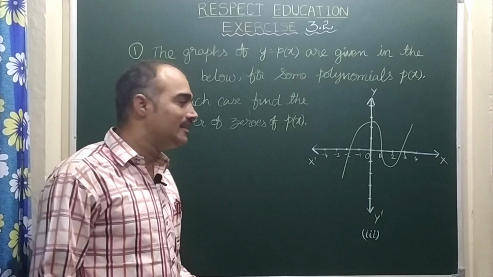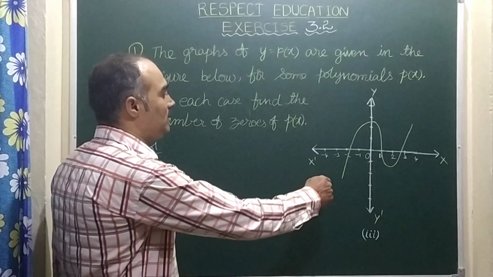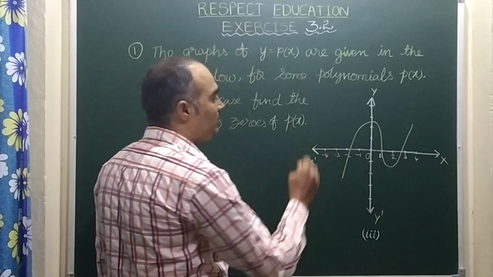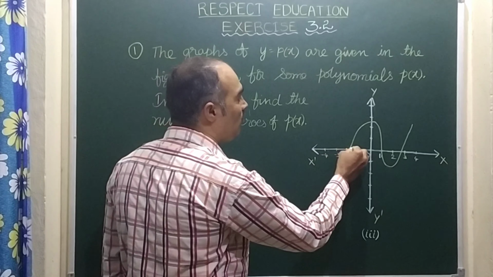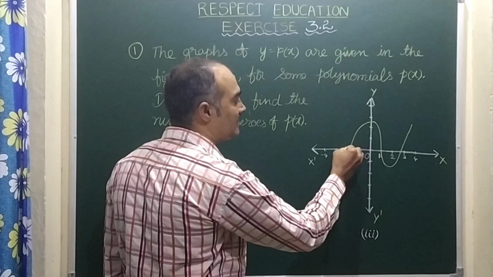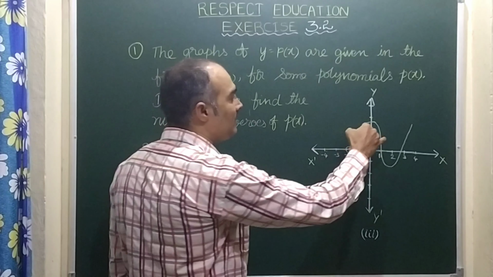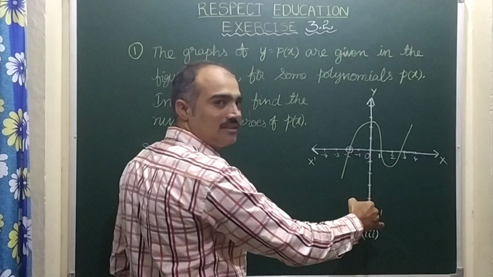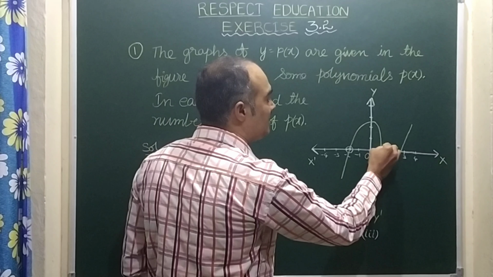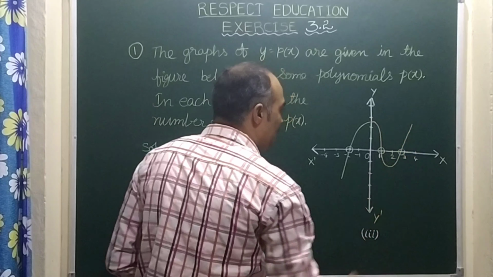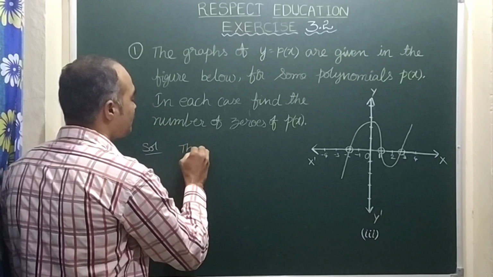Now let us see the next bit, that is the third bit. So this is the given graph. Before starting the answer, let us count at how many points the graph intersects the x-axis. This is the first point. This one intersects, but it is the y-axis, so we need not count it. So this is the second point, this is the third point. So let us write the answer now.